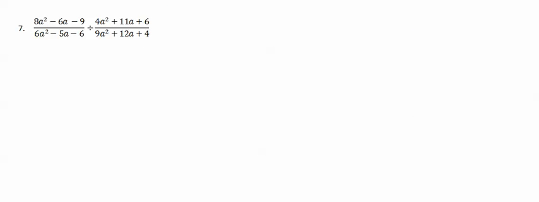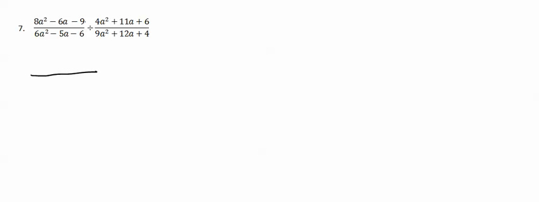And finally, we have our last problem for the video. We have a division problem, 8a squared minus 6a minus 9 over 6a squared minus 5a minus 6, divided by 4a squared plus 11a plus 6 over 9a squared plus 12a plus 4. Now, I'm going to do the same thing as I did before with this first fraction. I am going to factor it.